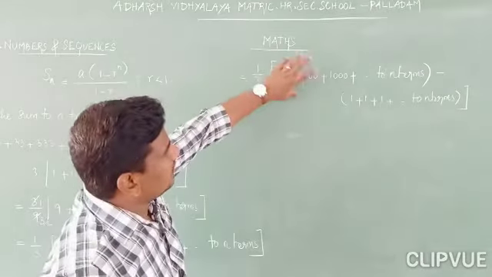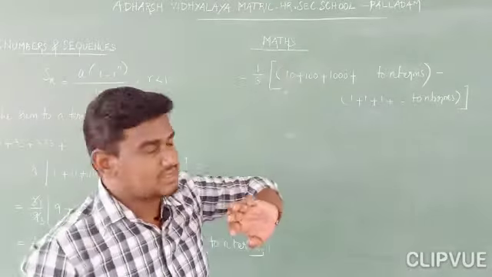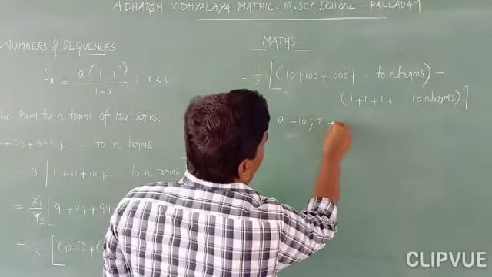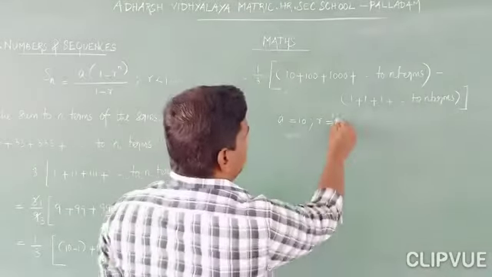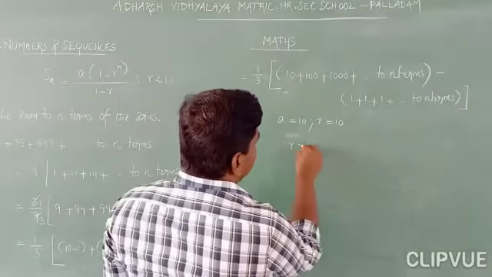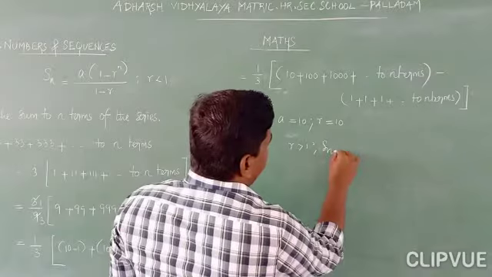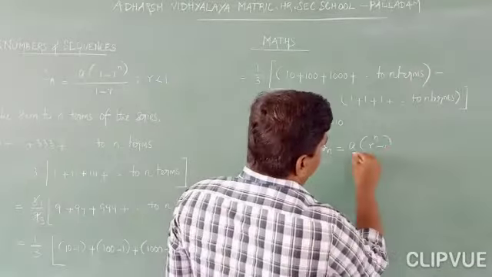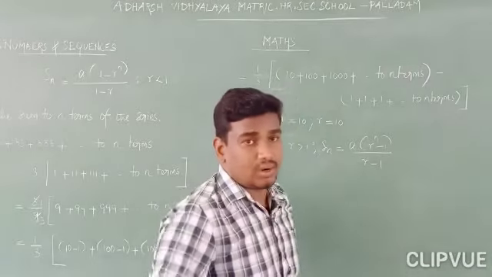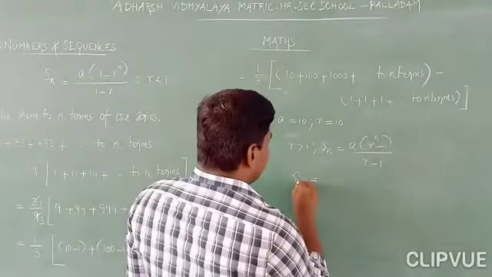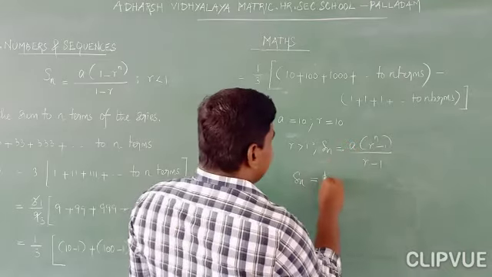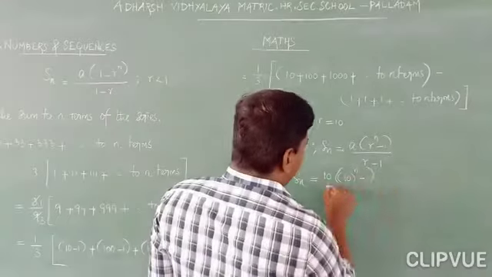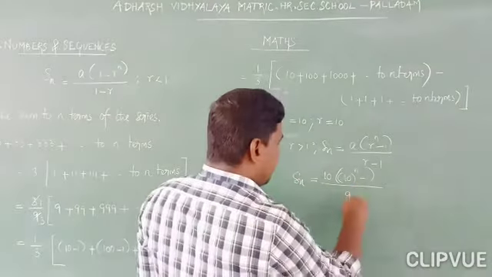So first one, the terms are in geometric progression. So here a is equal to 10, r is also 10, since 100 by 10 is equal to 10. Okay, here the r value is greater than 1, so I am going to take this formula Sn equal to a of r power n minus 1 divided by r minus 1. Okay, so substitute their values. So Sn here, a is 10 into 10 power n minus 1 divided by 10 minus 1, which gives 9.